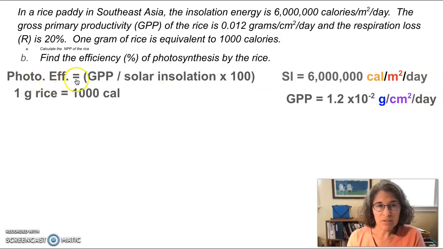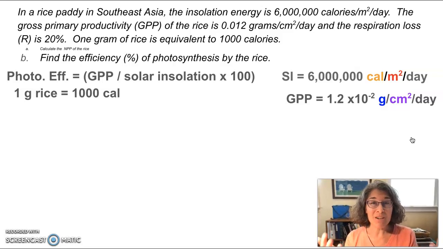Looking at what we need to figure out, we need to take gross primary productivity and divide it by solar insolation. But you may recognize, if you look at the different colors here, I've tried to make them stand out for you, that our units of measurement are different. So this is a scenario where we're going to need to do some dimensional analysis to make sure that SI and GPP are in the same units. Once they are, we can then do some math with them to calculate photosynthetic efficiency.